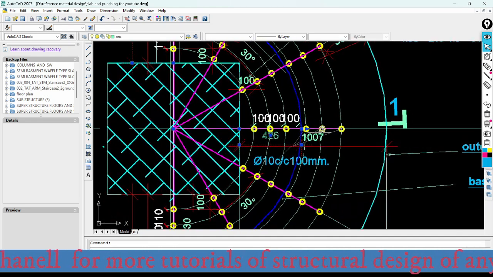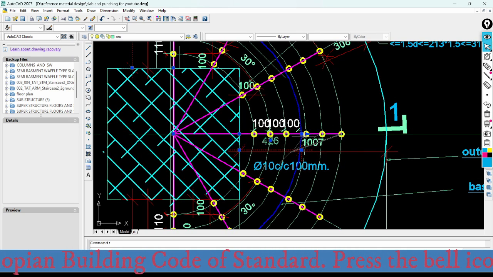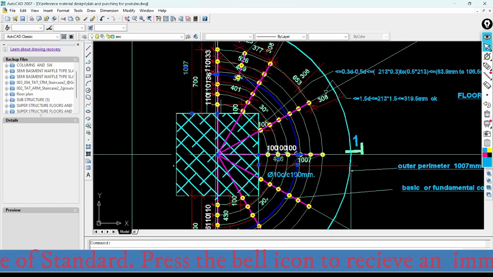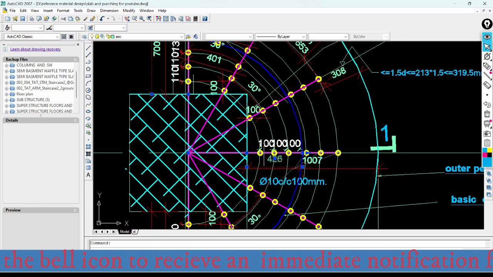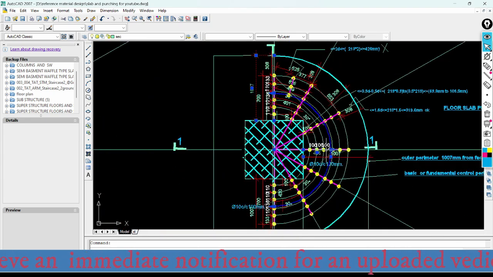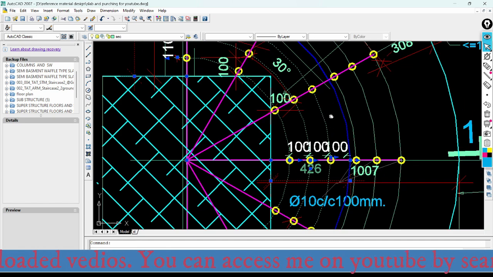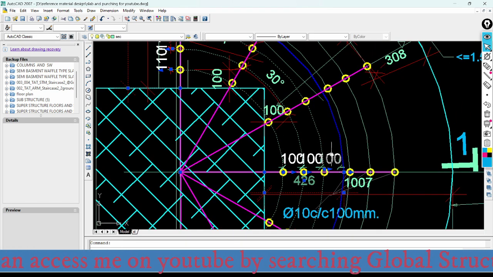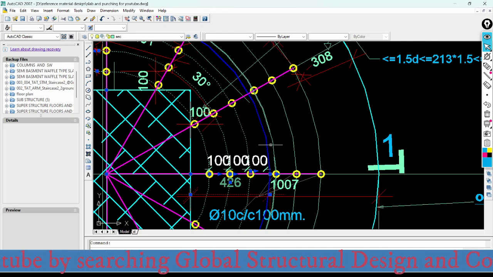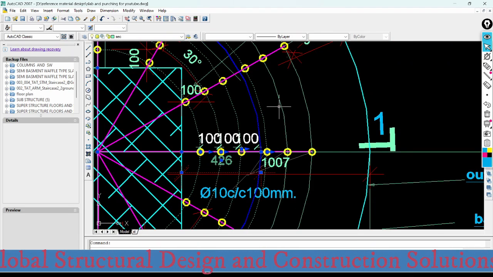So, arranging radially with a spacing of 100 millimeter, how many shear legs are required? 1, 2, 3, 4, 5, 6. So 6 shear legs are required per set of rebar. So we can draw the parameter using those points. The first parameter is this one, the second parameter is this one, the third parameter is this one. All three parameters are within the basic parameter.